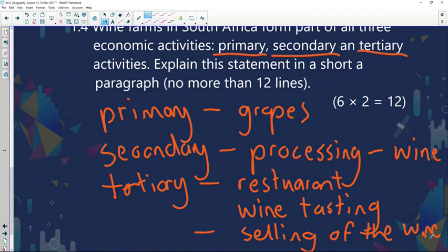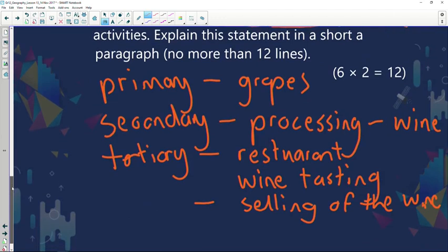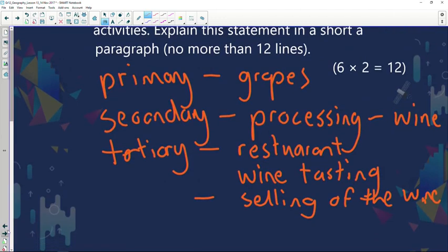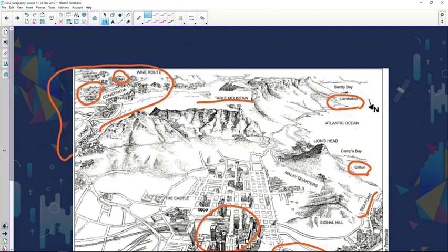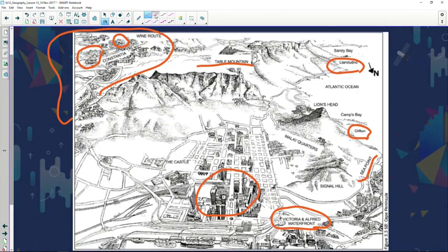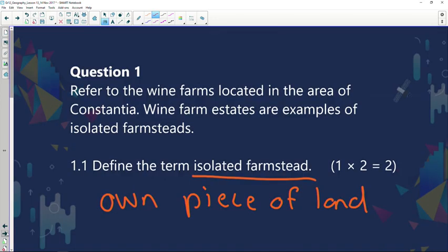So that basically maximizes the profits for an isolated farmstead in the Western Cape region. If you look at question number 2, study the city of Cape Town in the center of figure 3.7 to answer the following questions. Now let's quickly look at the city of Cape Town. And when I refer to the city of Cape Town, I refer to the CBD, this area over here, the Central Business District.